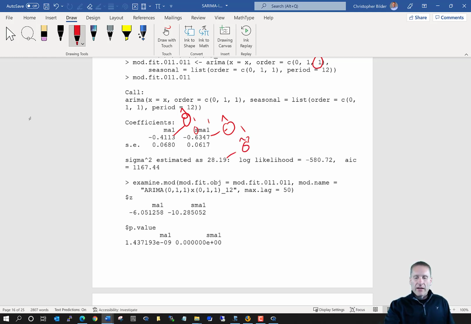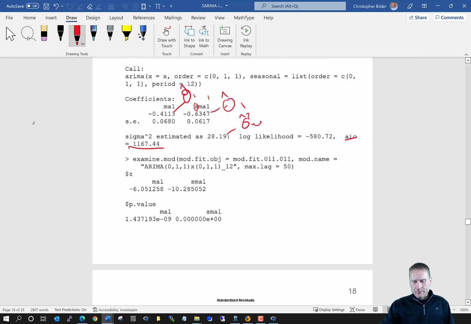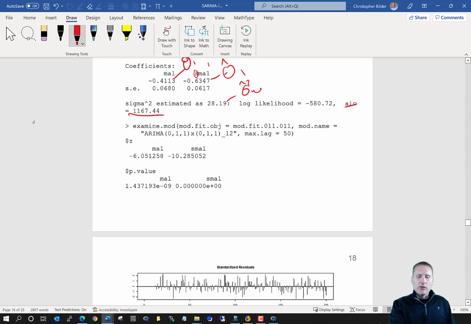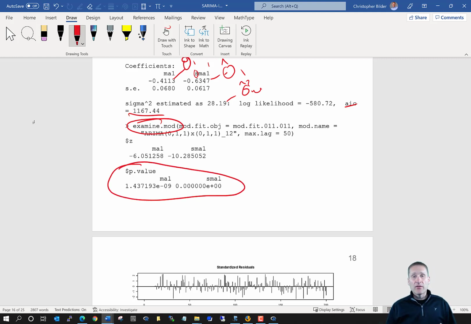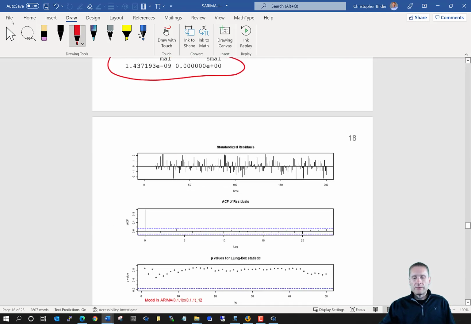Here is sigma hat squared W. Here's the corresponding AIC as well. And I can use examine.mod with this model. We can see here the p-values associated with the tests for significance for these corresponding thetas. The p-values are all very small, indicating that they seem to be important for our model.